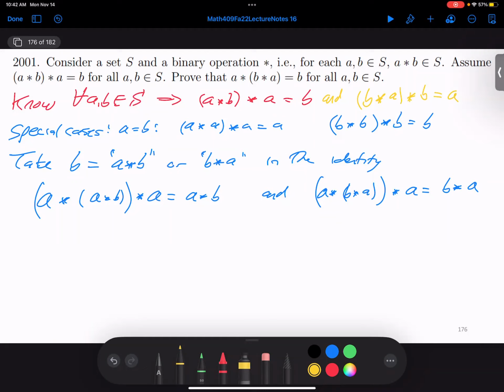If we assumed that things were associative, would this problem be easy or hard? Easy, because if it was associative, then A star B star A, I can just do A star B first, and A star B star A we know is B from that. So it's trivial if associative. A star B star A becomes B, and done.